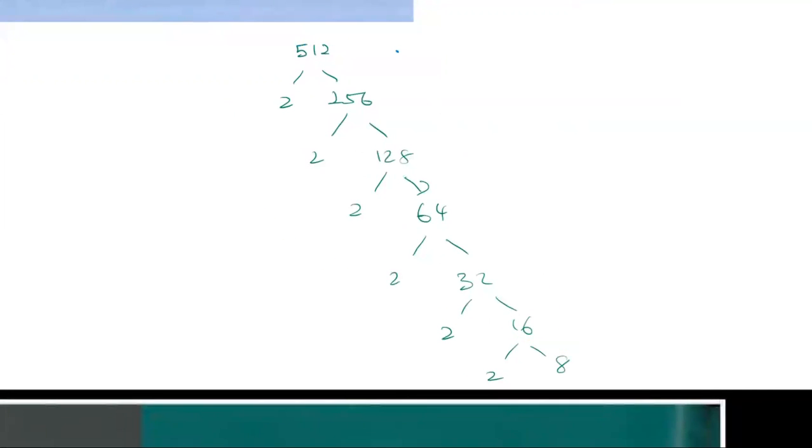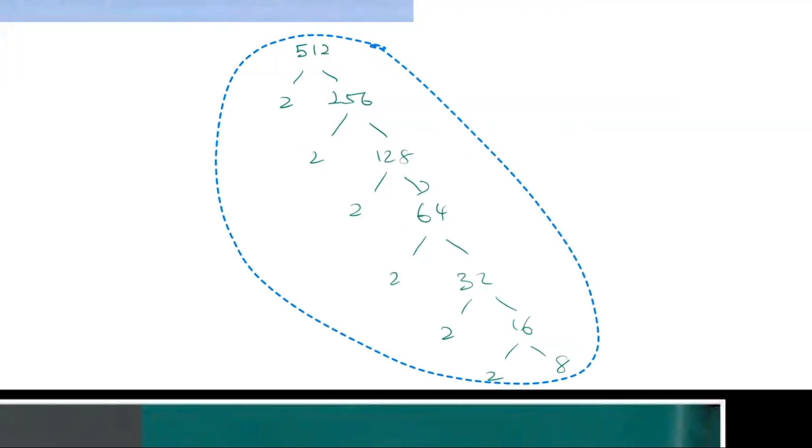Or 8, I have to do it a few more times. Let me just put them all together. Do it 3 more times: 2, 2, 2, 2, 2. So now I just have to group them into groups of 3s. So 1, 2, 3, 1, 2, 3, 1, 2, 3.